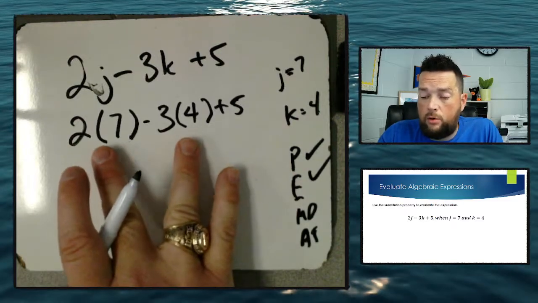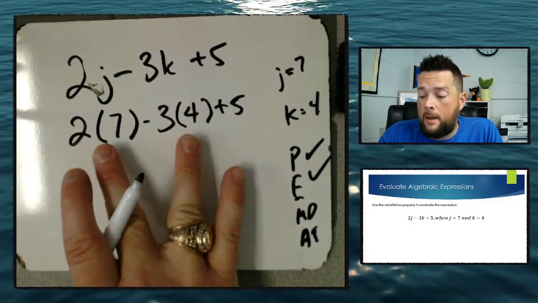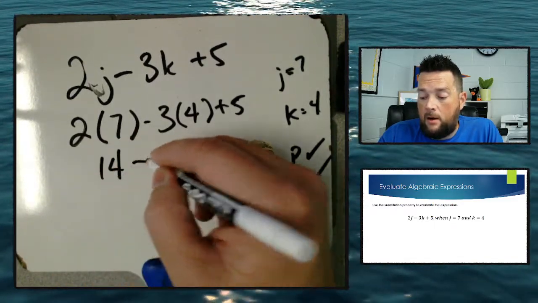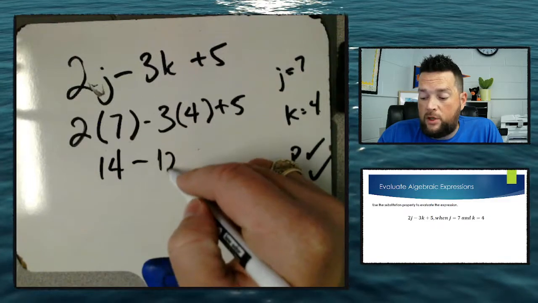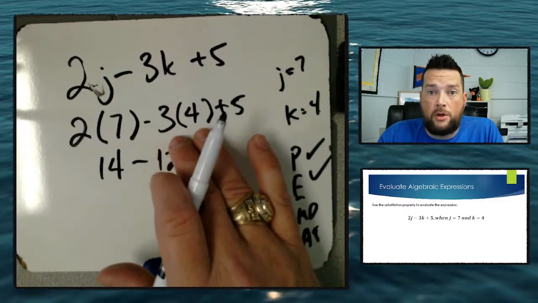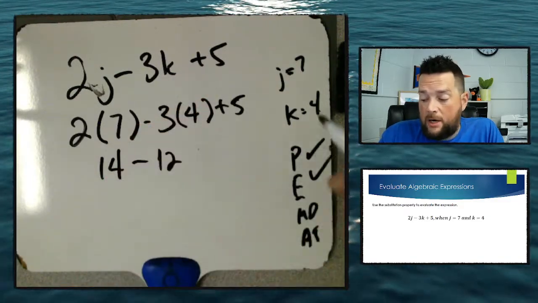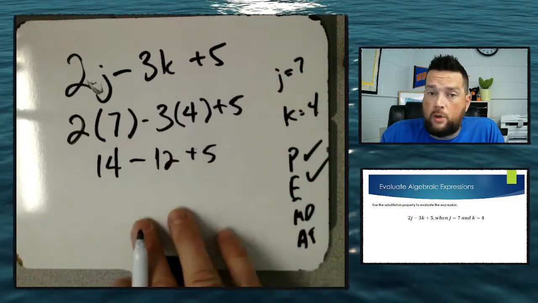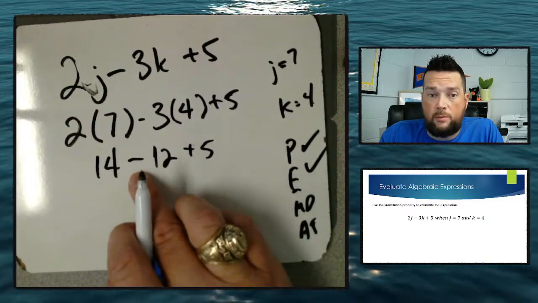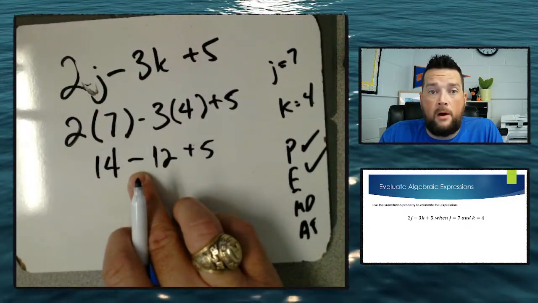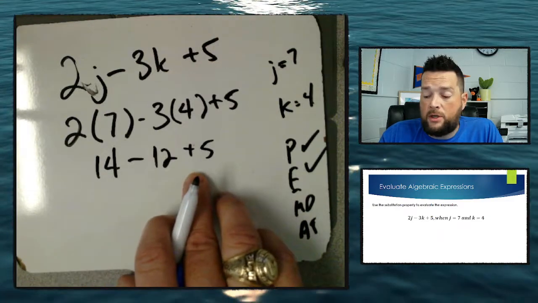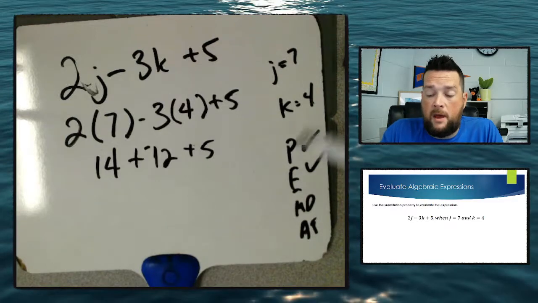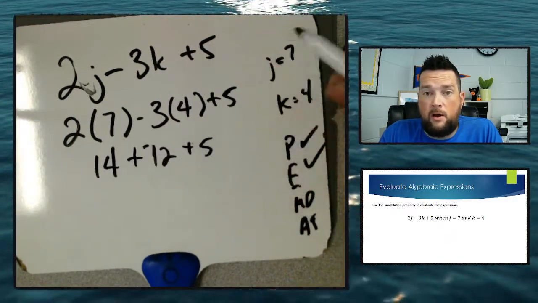So I see 2 different multiplication operations right here. I've got 2 times 7, that's 14, all right? And then I've got 3 times 4, that's 12. I have to do that multiplication before I can address that subtraction right there. And then we have plus 5, all right? Now, I told you before, it's a really great idea to always turn those subtractions to addition. Whenever you're solving expressions, you can do that by applying keep, change, opposite, all right? So now we have 14 plus negative 12 plus 5.